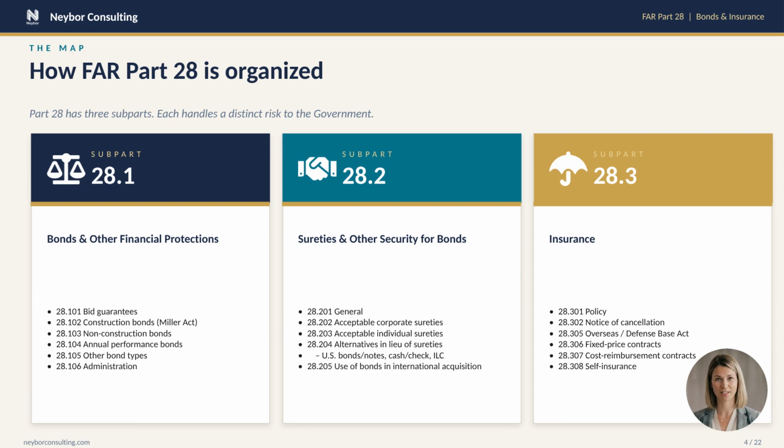Subpart 28.3 on the right is about insurance, which is fundamentally different from a bond. Insurance is a 2-party contract between you and your insurer that protects you. The government cares because under cost reimbursement contracts, your insurance premiums are reimbursable, so they want to control the coverage levels and the carrier. We'll spend the last quarter of this session here. Keep this map in mind as we go. Every rule we discuss lives somewhere on this single slide.